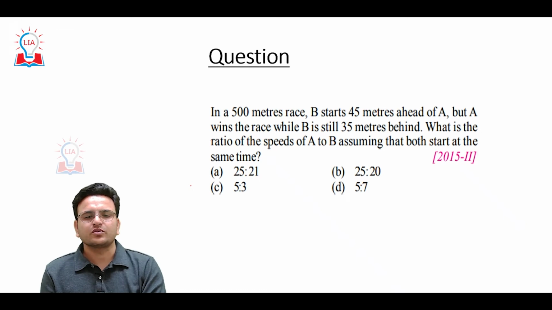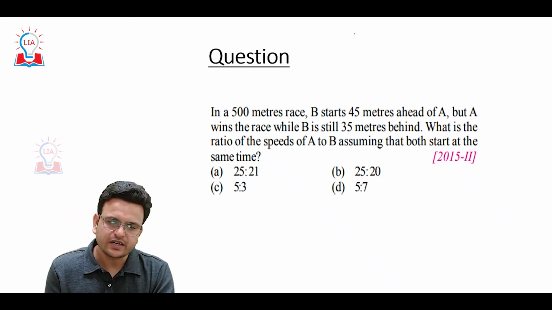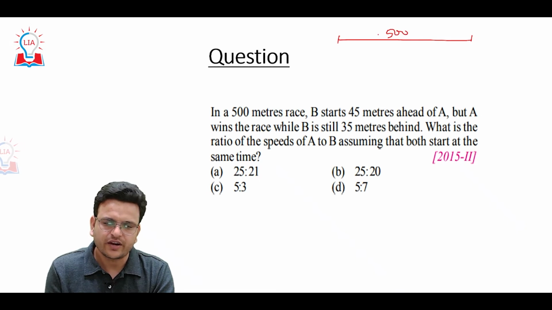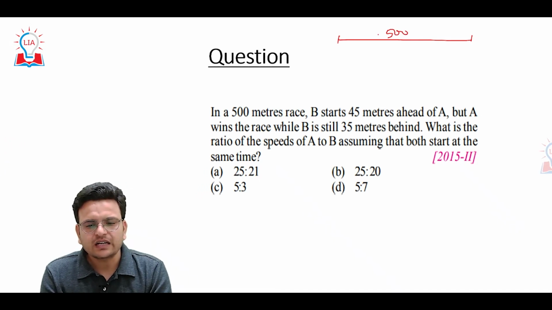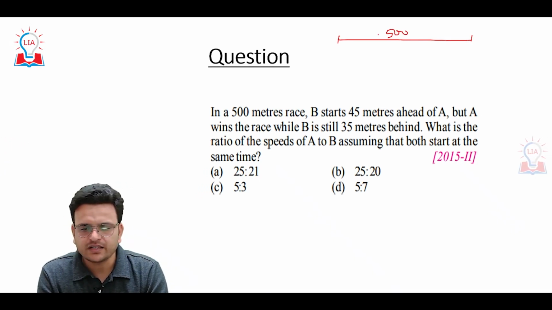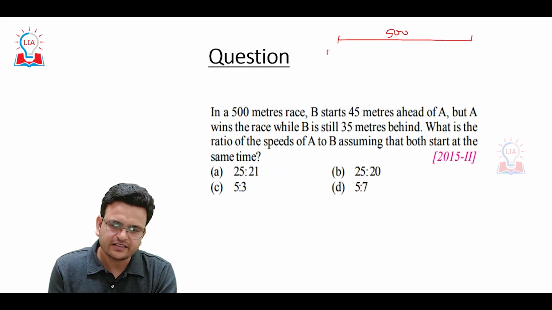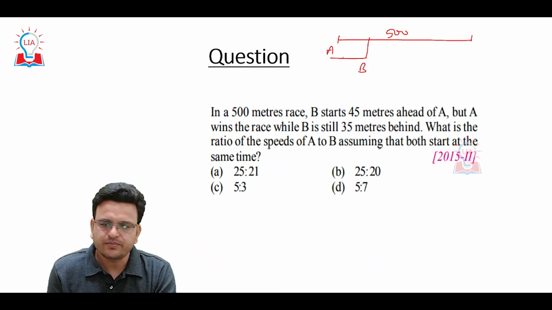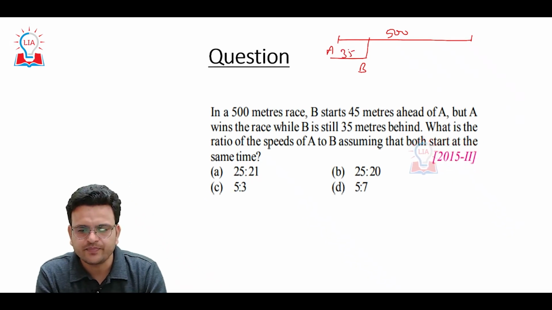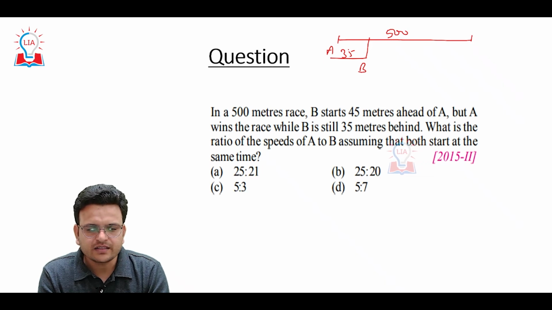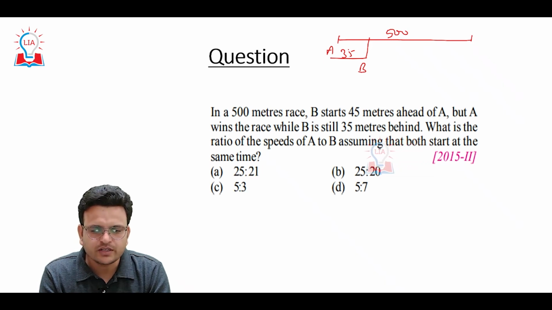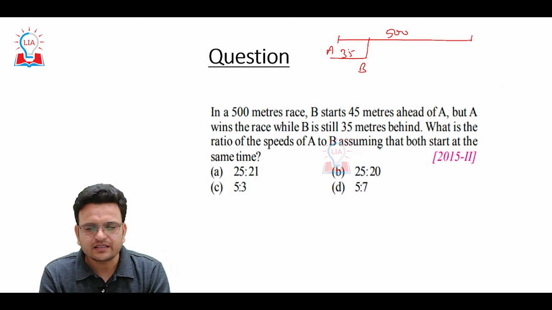Now come to one more question. In a race of 500 meter, B starts 45 meter ahead of A, means A stands here and B stands here. A wins the race while B is 35 meter behind. What is the ratio of the speed of A and B, assuming that both start at the same time?